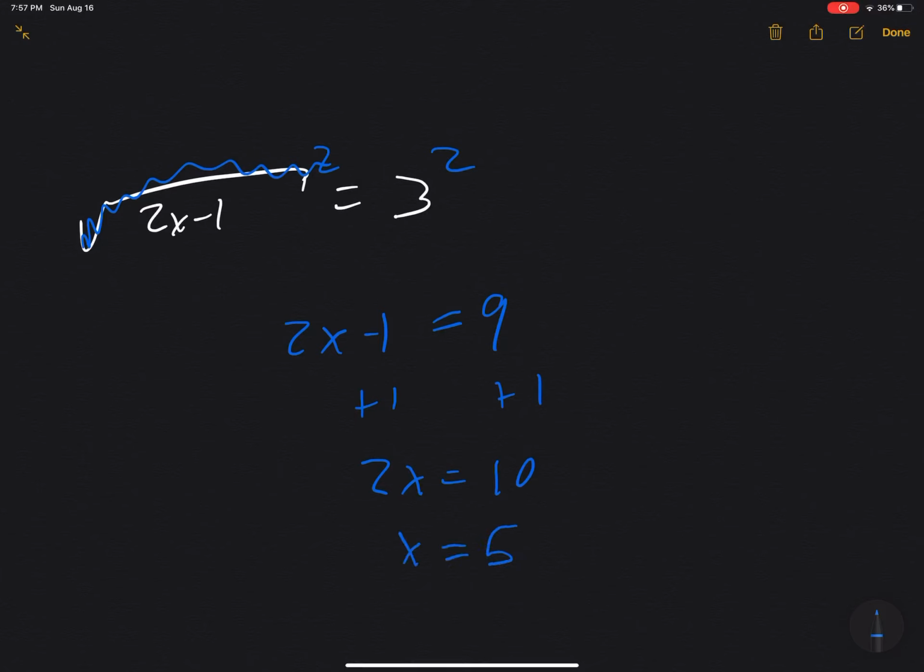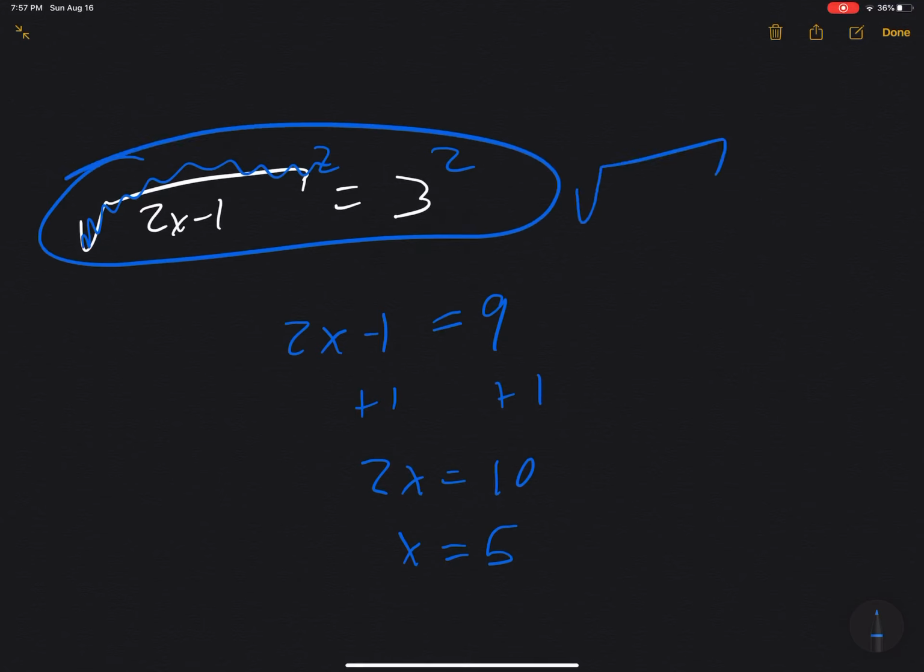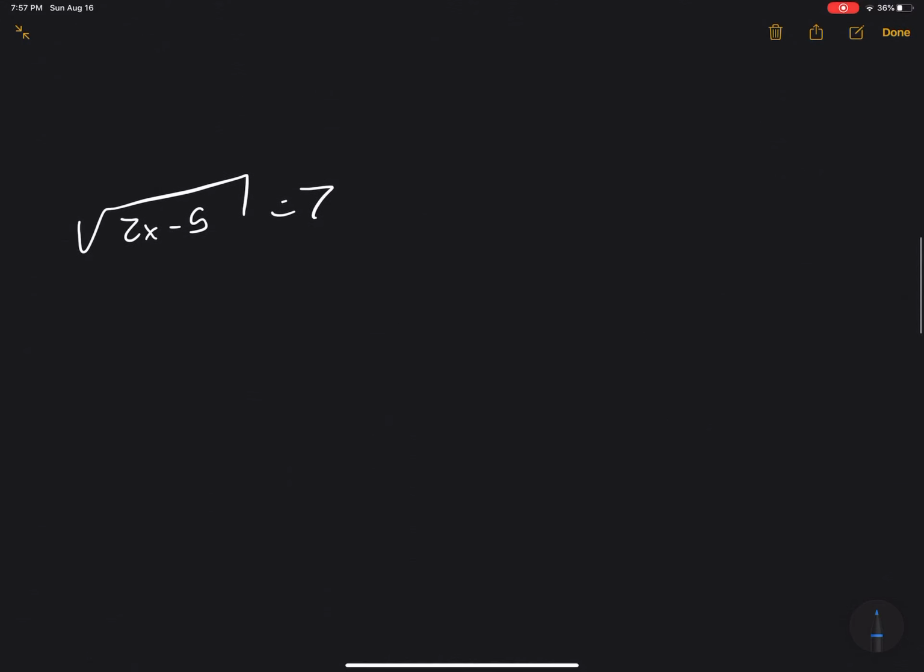Now, if we plug that in, it should make sense. Our original equation is right here, so plugging it in would give us the square root of 2 times 5 minus 1 equals 3, or the square root of 10 minus 1, 9, equals 3. And it does, and we're good, so we are correct. x equals 5. This next one is very similar, so take a minute and see if you can get an answer.